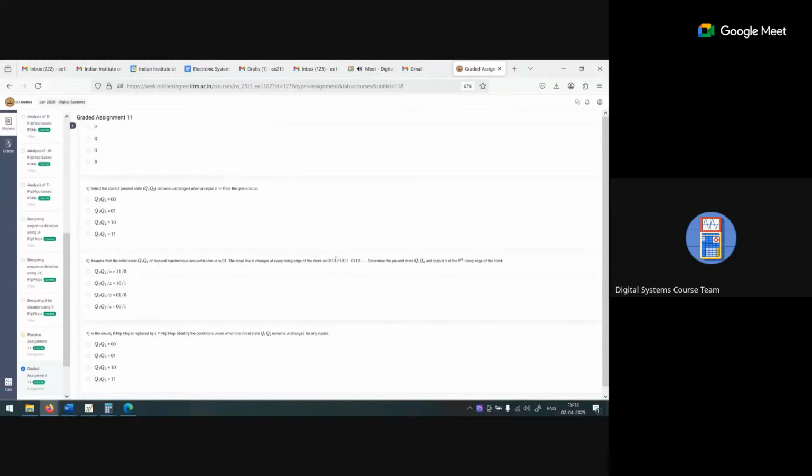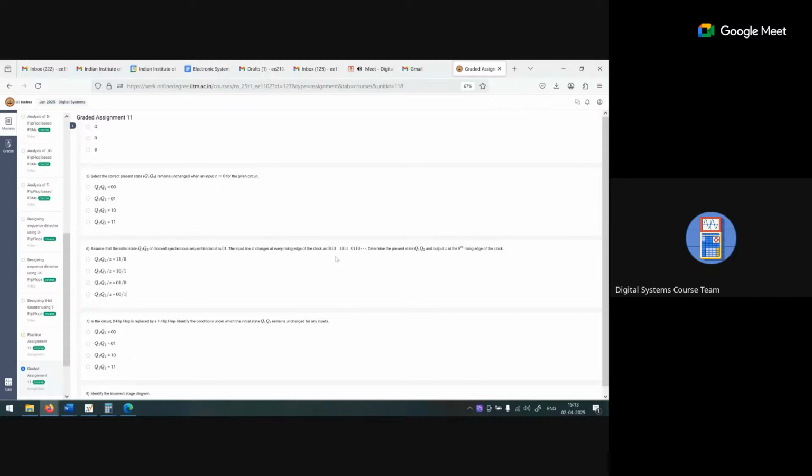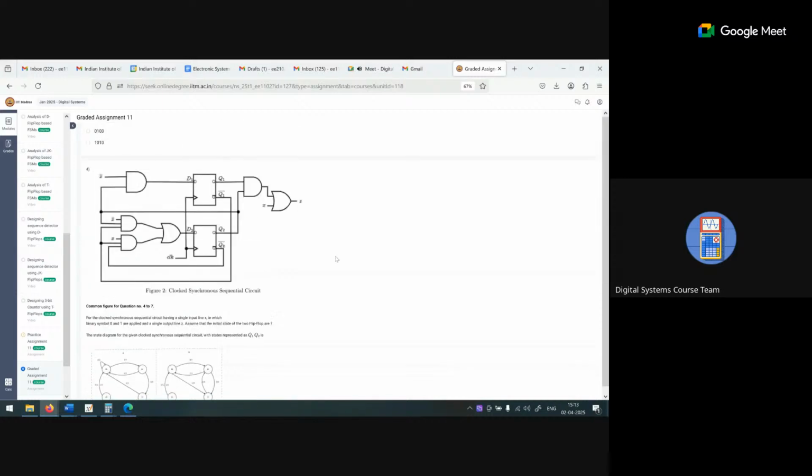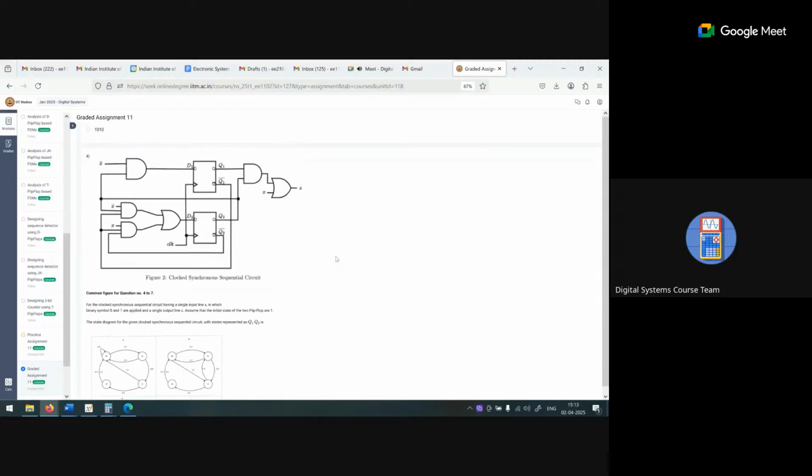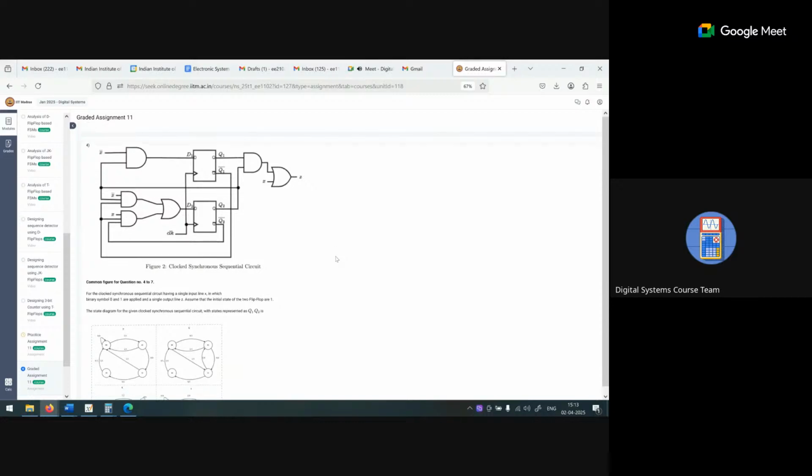Now it is mentioned that initially Q1 and Q2 are 0, 1. That means the first flip flop output is 0 and the second flip flop output is 1. These two outputs will go into the AND gate, and after that it will be ANDed with X. You are finally getting Z. Now Q2 is also connected at this point, with the second, initial stage AND gate also.